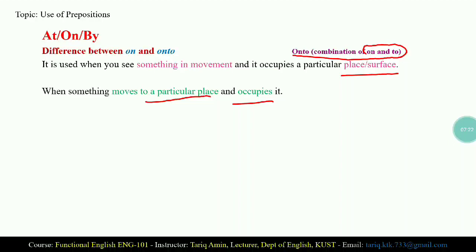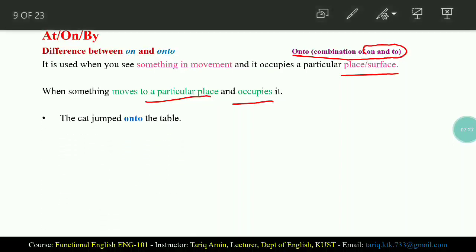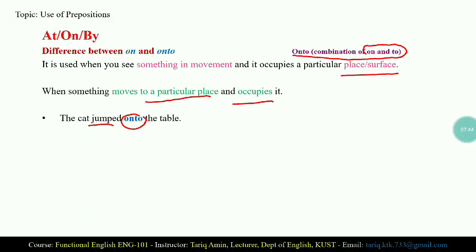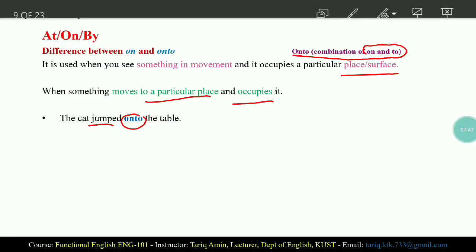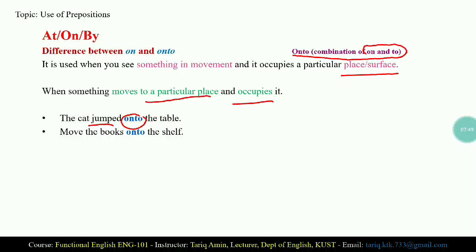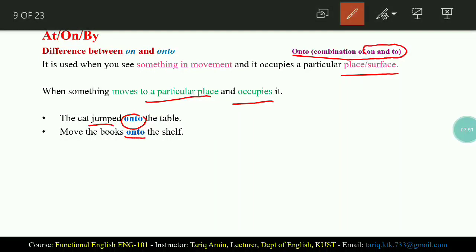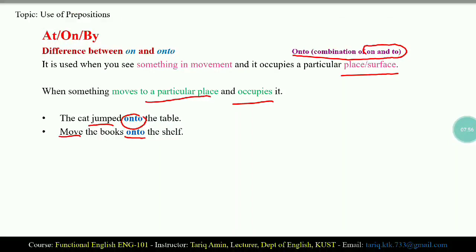Let's discuss some examples in order to make the difference between on and onto clear. The cat jumped onto the table. Jump is a verb that indicates movement, and onto is used in this sentence in the sense of movement. So onto is used when you see something in movement and it occupies a particular place. And move the books onto the shelf. Move is once again a verb that indicates movement.